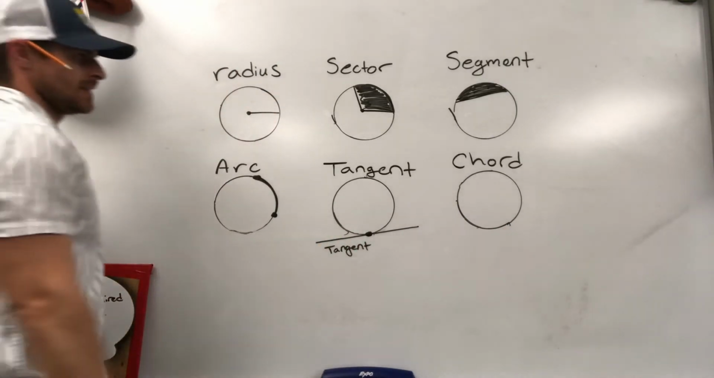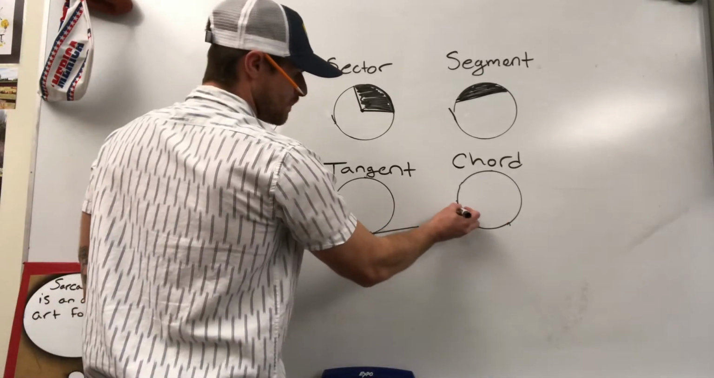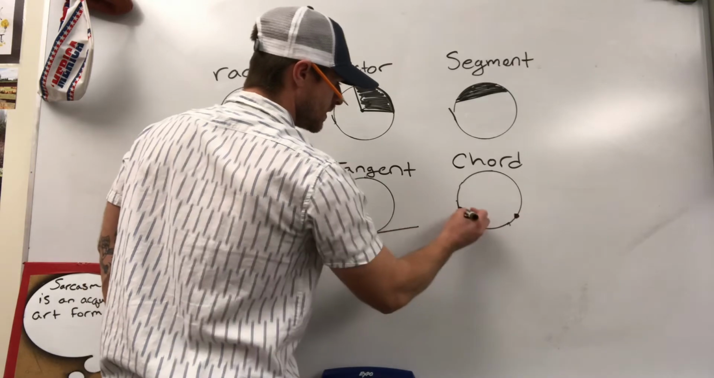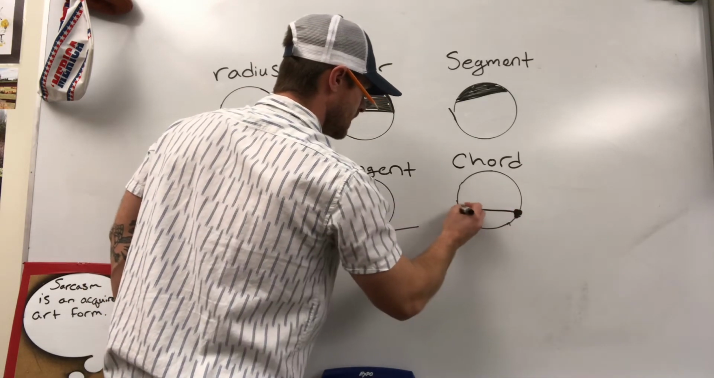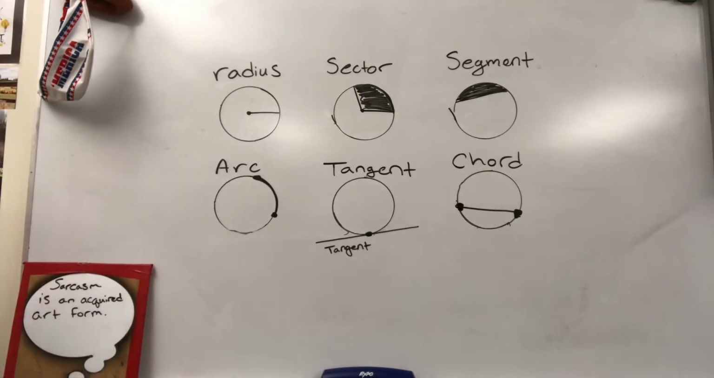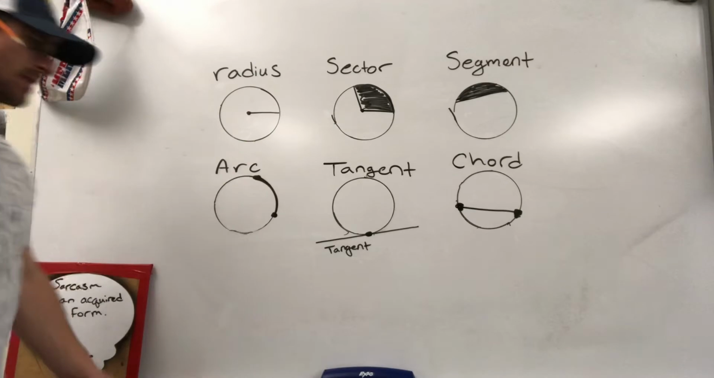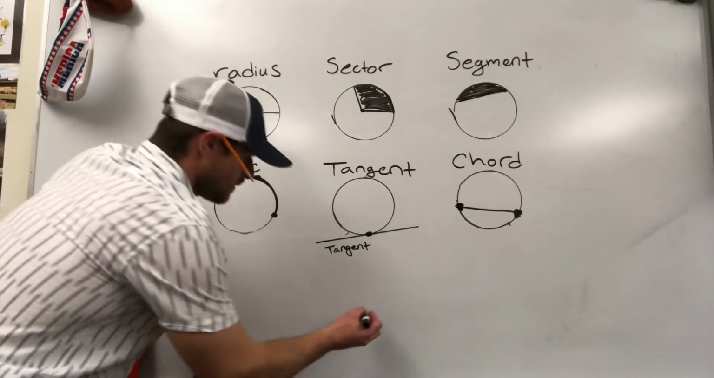And last but not least, we have a chord, which is a line segment from one part of the outer edge of the circle to another part of the outer edge of the circle. That right there is a chord, edge to edge. Okay, so we've covered everything right there. Let's finish it with our last two. Saved the best for last.